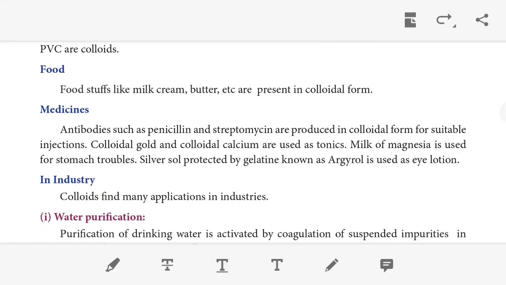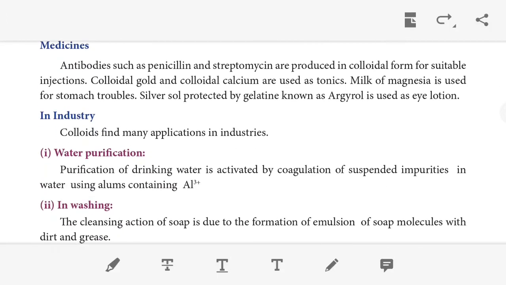The next one is industry, where there are many applications. Most of the applications are used in industrial ways. First one, water purification. The purification of drinking water is achieved by the coagulation of suspended impurities in water using alums.